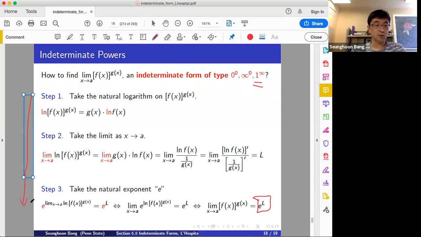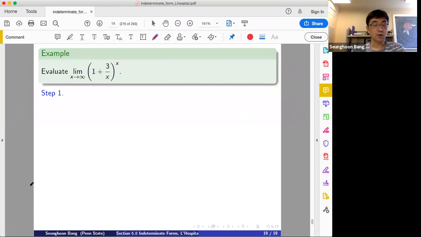steps. The 3 steps. Step 1, take ln. Take ln of 1 plus 3 over x to the x. The power x comes down, right? So we have x times ln of 1 plus 3 over x. Step 2, take the limit. So take the limit of this expanded form.